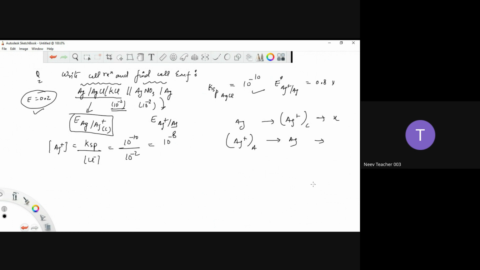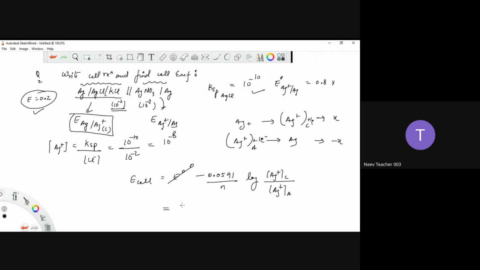So if I say X is the E naught of this, then it will be minus X, so it will cancel out. Okay. So E cell for this will be what? E naught of cell, which is 0, minus 0.0591 over n log of concentration of Ag plus from cathode and concentration of Ag plus from anode. So how many electrons are involved? One only. This will give 1 electron, this will take 1 electron, correct?